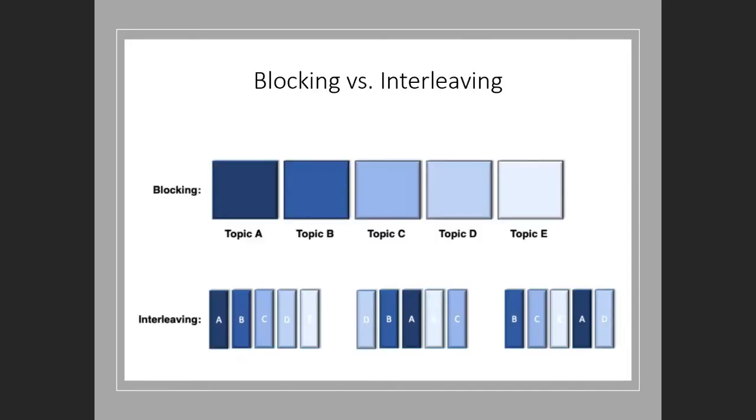And then the final concept I want to unpack before we put this into context is this idea of blocking versus interleaving. Blocking and interleaving talks about how we talk about and engage with our content material with our learners, and how they engage with it outside of class. So an idea would be, in blocking, we talk all about topic A, we put a period after it, and then we move to topic B.